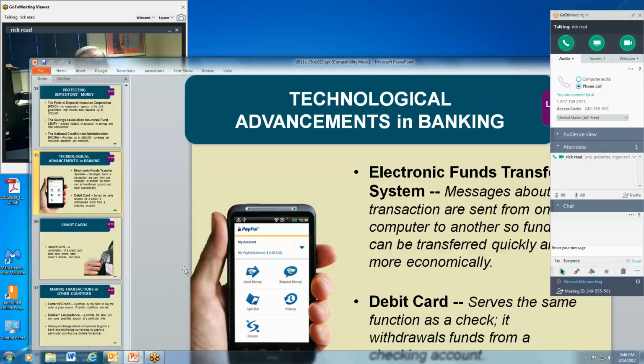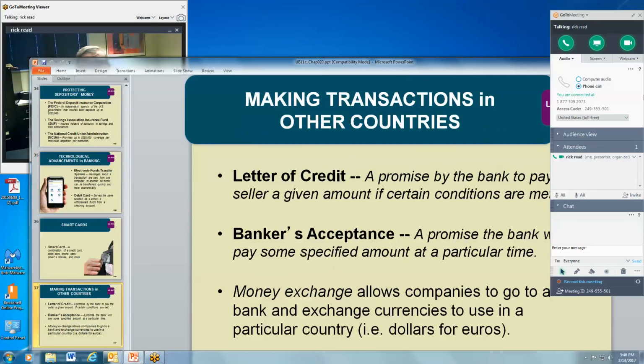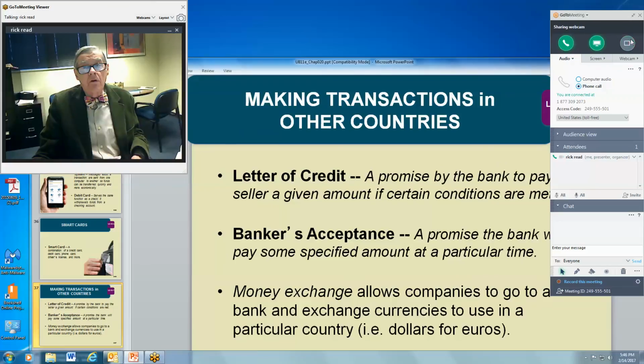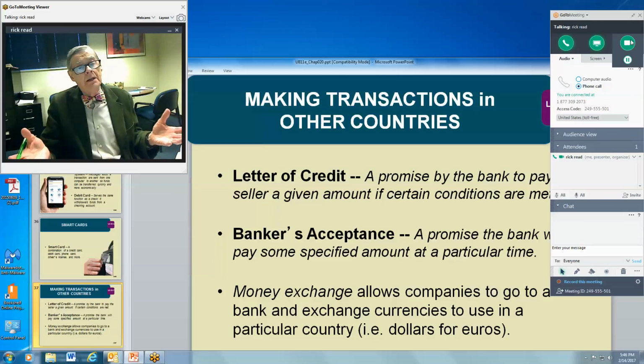There are a couple of other things for us to know about. One's a letter of credit. That means that the bank will pay the seller a given amount if conditions are met. And then the banker's acceptance promises the bank will pay a specified amount at a particular time. And finally, money exchange allows companies to go through a bank to exchange currencies used in a particular country, dollars to euros or to pounds or to something else.